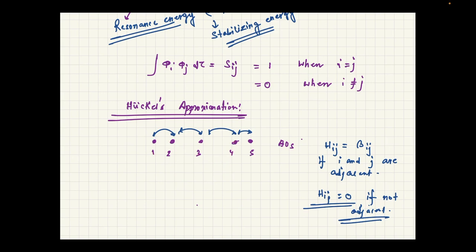And for the overlap integral, if i is equal to j, then it will be 1, if i is not equal to j, then it will be 0, okay. So this is the Huckel's approximation.